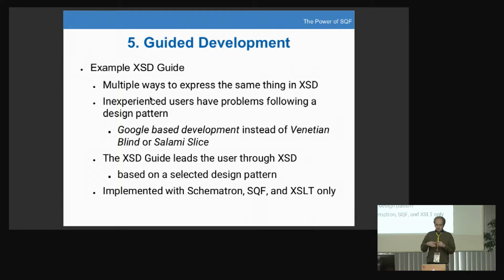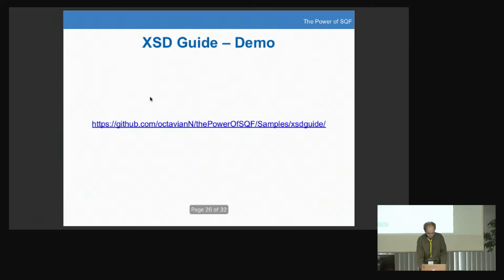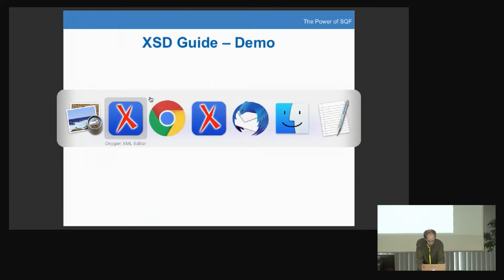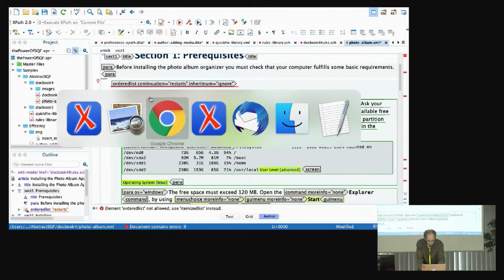And respecting rules of a selected design pattern, and this can be selected at the start of the development. And that's all done with Schematron, SQF, and XSLT only. So let's have a look into it. A short look, I think.